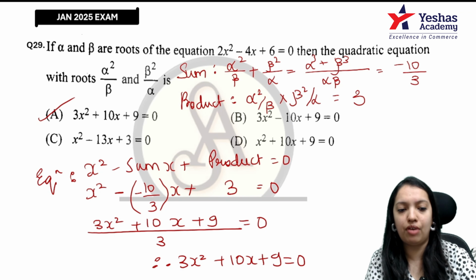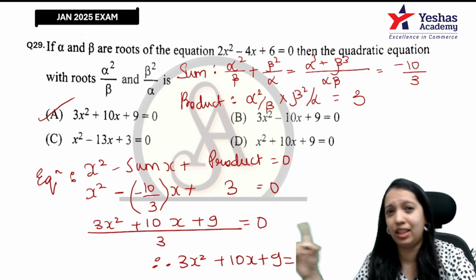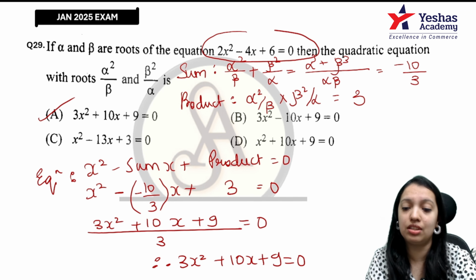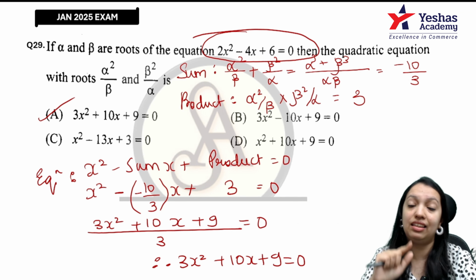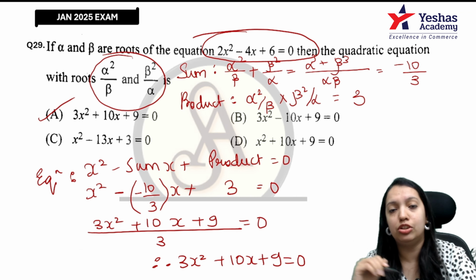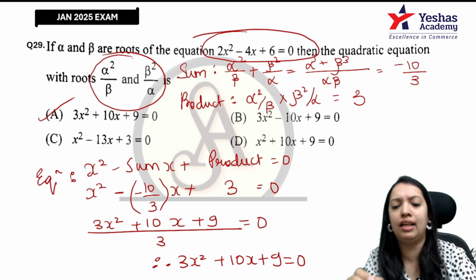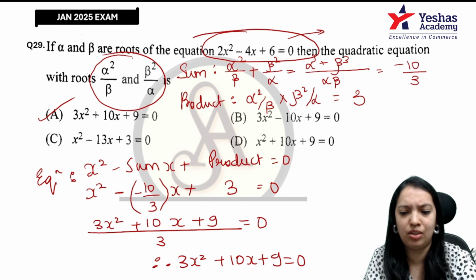Next. If alpha and beta are roots of quadratic equation, I found this question is very lengthy. First, this equation is there. You have to solve, come out with the values of alpha, beta, and then you have to find which equation has the roots like this. So instead of doing in detail, first I took what is alpha and beta value. I got the values, then I have replaced them.